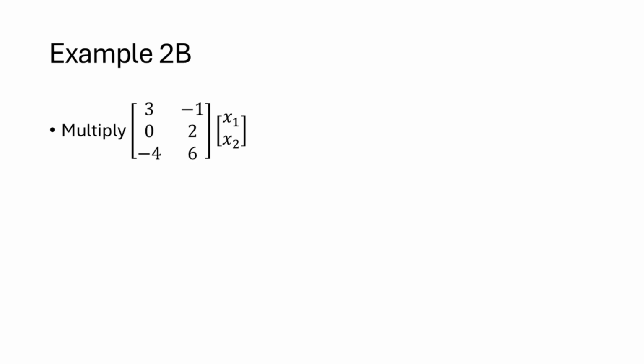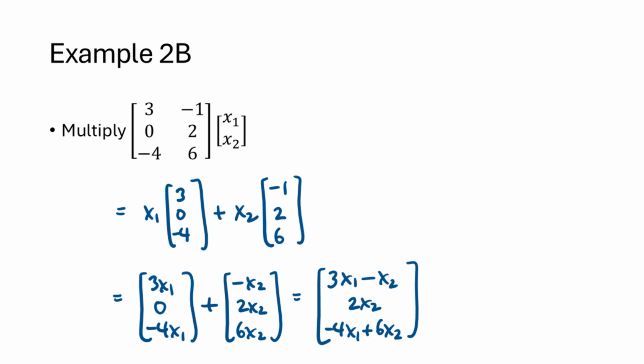Notice that in this case, the entries of the vector x are variables, but we treat this just the same as we did our previous example, and we write the product of that matrix times that vector as the linear combination of the columns, where the weights are the entries of my vector. And notice here that our answer is a vector that contains formulas.